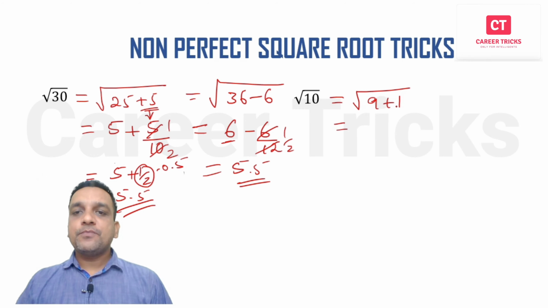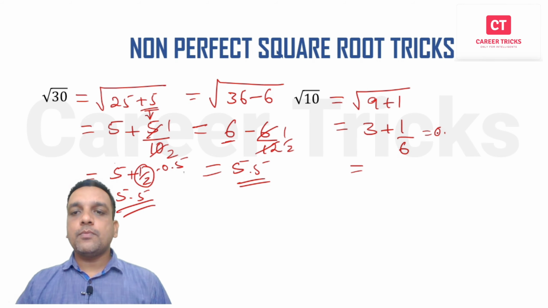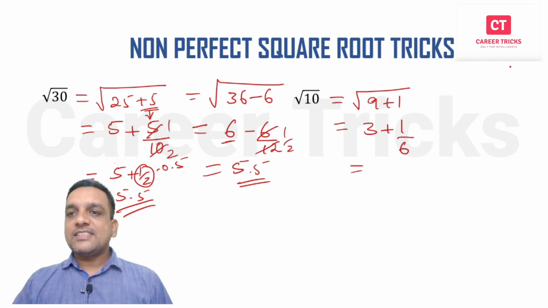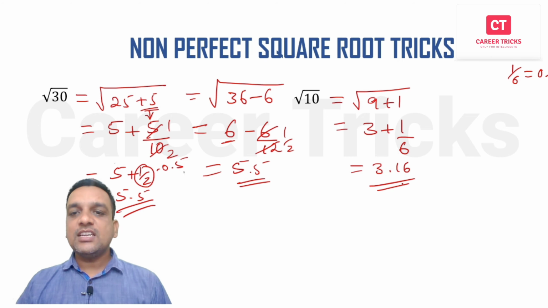That I keep here. Then I will take square root of 9, which is 3. 3 plus 1, and I will double this number 3 into 6, that is 1 by 6. What is the 1 by 6 value? 1 by 6 value is 0.16. If I add these terms, what will I get? 3.16 will be the answer for square root of 10.